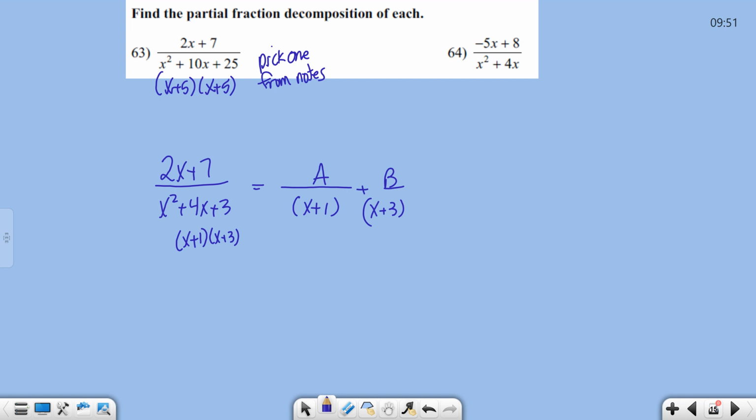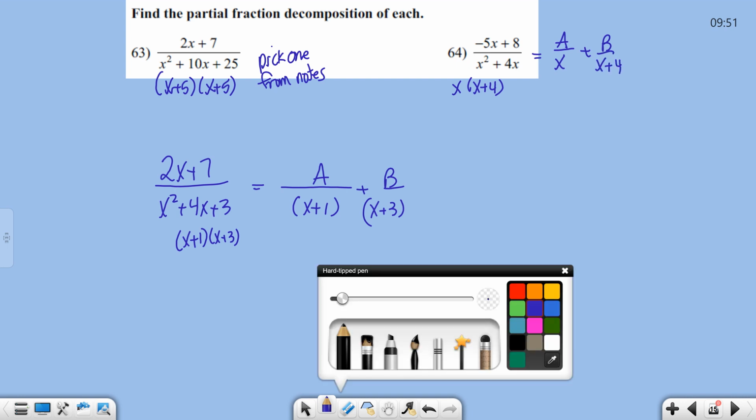I'm going to work through the process of 64 so that you can see it, and then you can apply that to a different one. Practice something different from your notes for 63. So in 64, the denominator only has a GCF. So I'm going to rewrite that as x multiplied by x plus 4, and then I'll have a over x plus b over x plus 4.